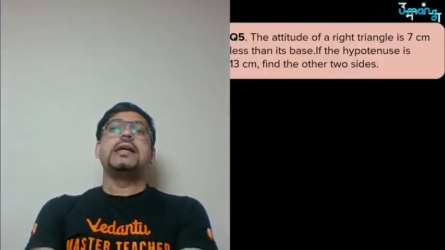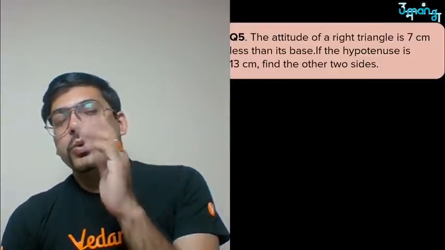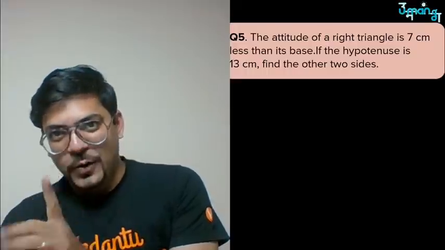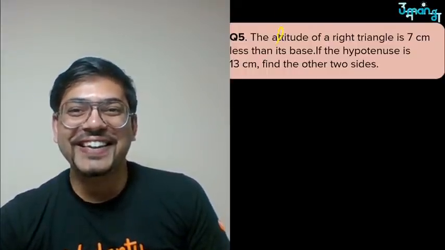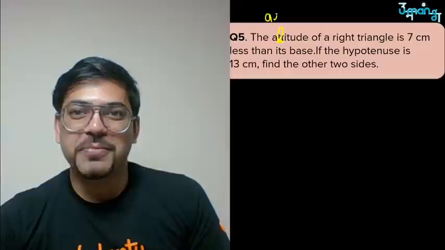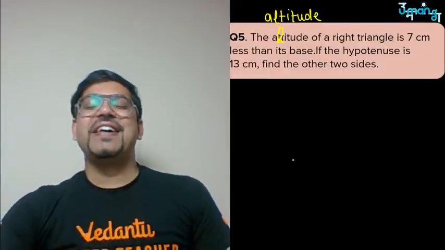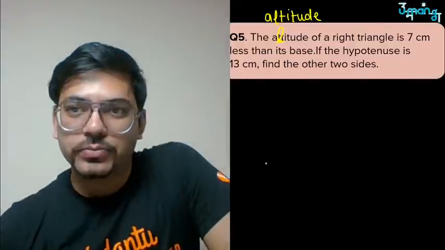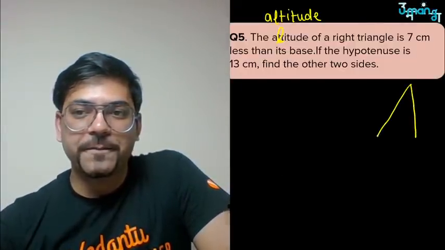This next question is saying the altitude. Now this "attitude" is written by mistake, so understand this, don't mind it. Here it is altitude, it's not attitude. The altitude of a right angle triangle. Okay, a right triangle is being talked about, so let's first make a right triangle.